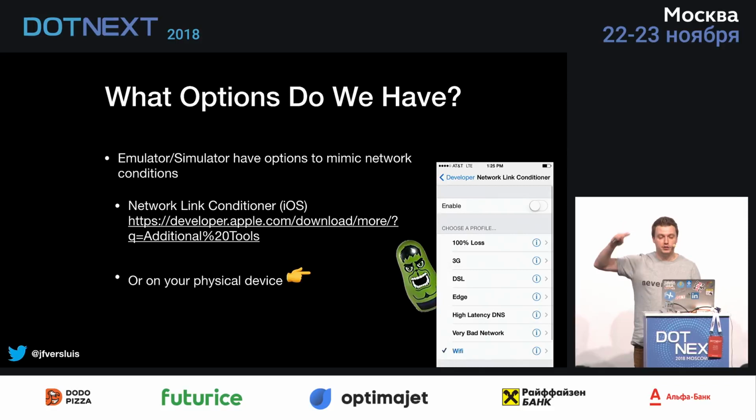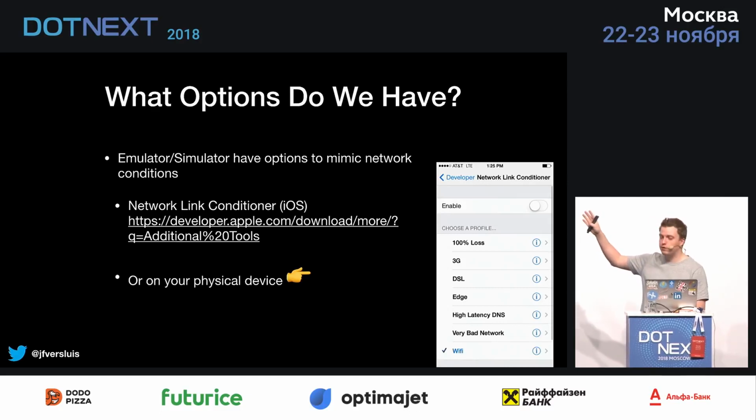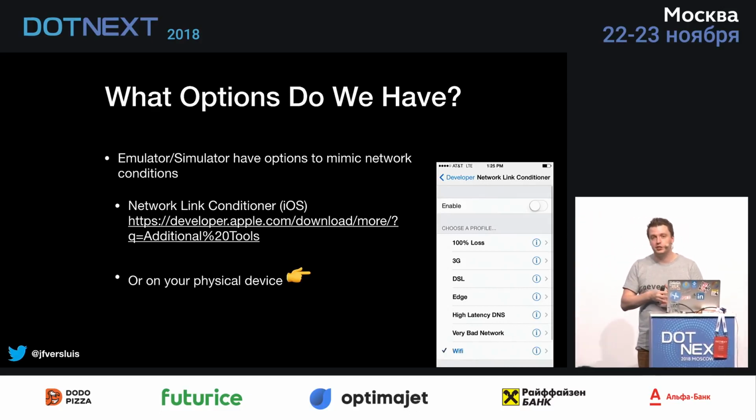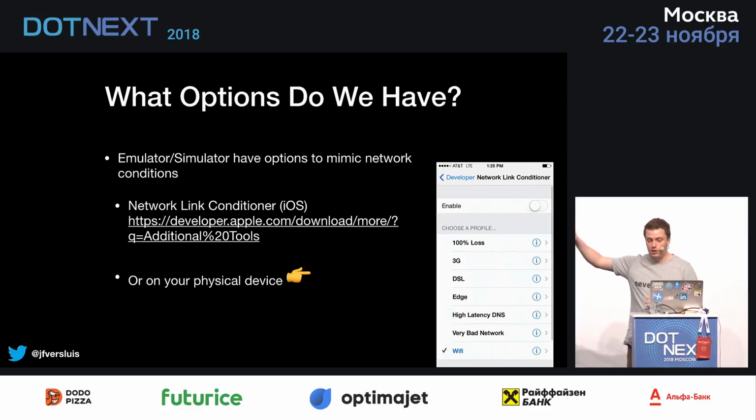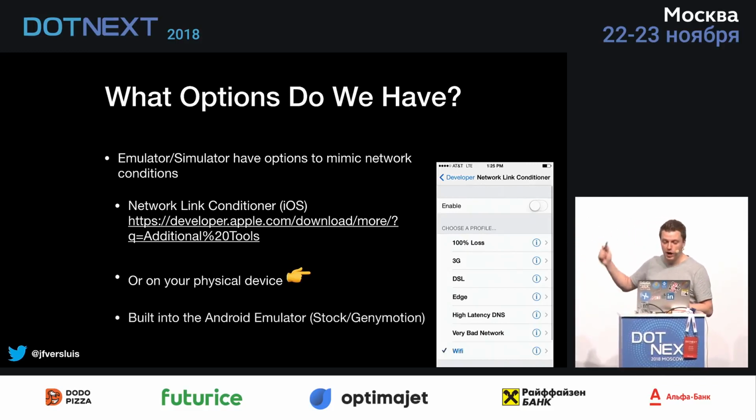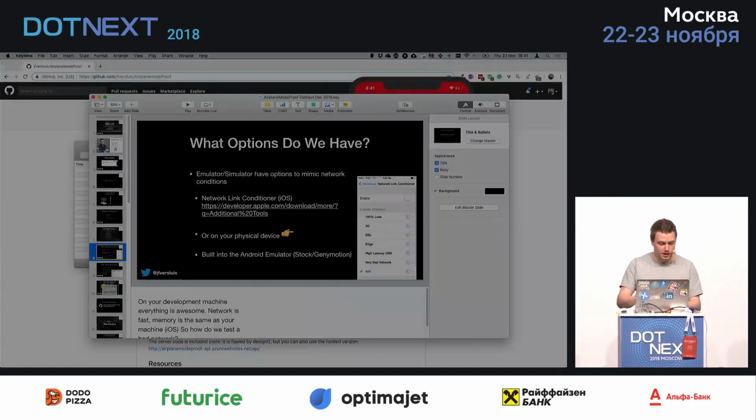So what you can basically do is have a bunch of profiles here, and you can also create these profiles yourself. So here you can see 100% loss, which basically means you have a network connection, but all the packets are dropped, so you're not getting any data. 3G, and all these kinds of variations that you can create. And you also have these options on the Android emulator. So let's quickly have a look at that.